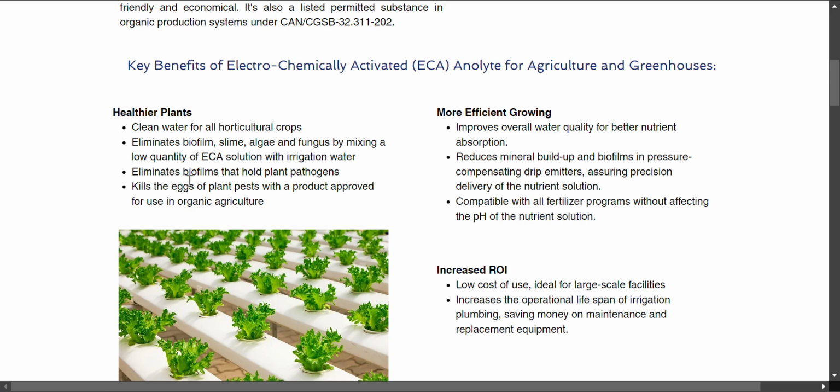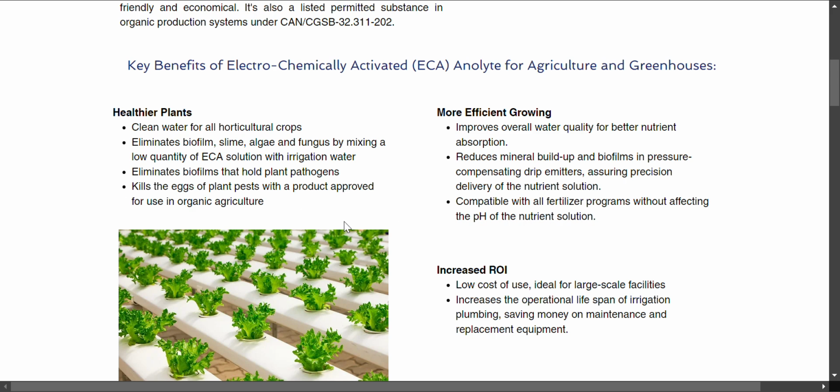Biofilm holds on to plant pathogens in the water. It sucks up all the nutrients that are fed. So this will literally give a boost of your nutrient solution directly to the plant, which is part of the increased ROI. You're going to feed a lot less fertilizers and nutrient solutions because you're going to get rid of the biofilm that sucks it out of the water before it even gets to the plant. And it kills the eggs of plant pests with a product approved for use in organic agriculture.